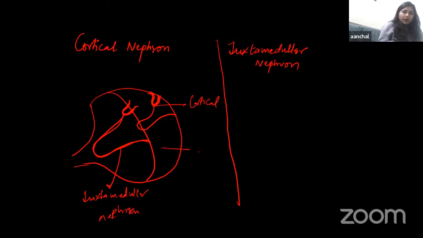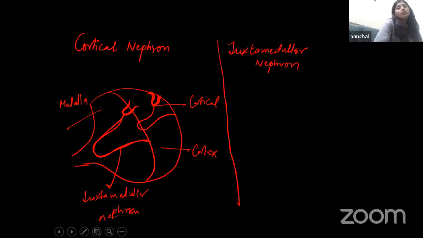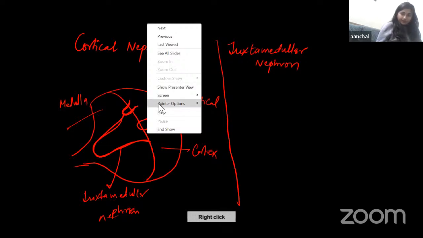This is the outer part, which is known as cortex, and this is the inner part, which is known as medulla. Right? So this is the structure. I have drawn the structure to give the students a basic understanding. Now we're going to learn the difference.